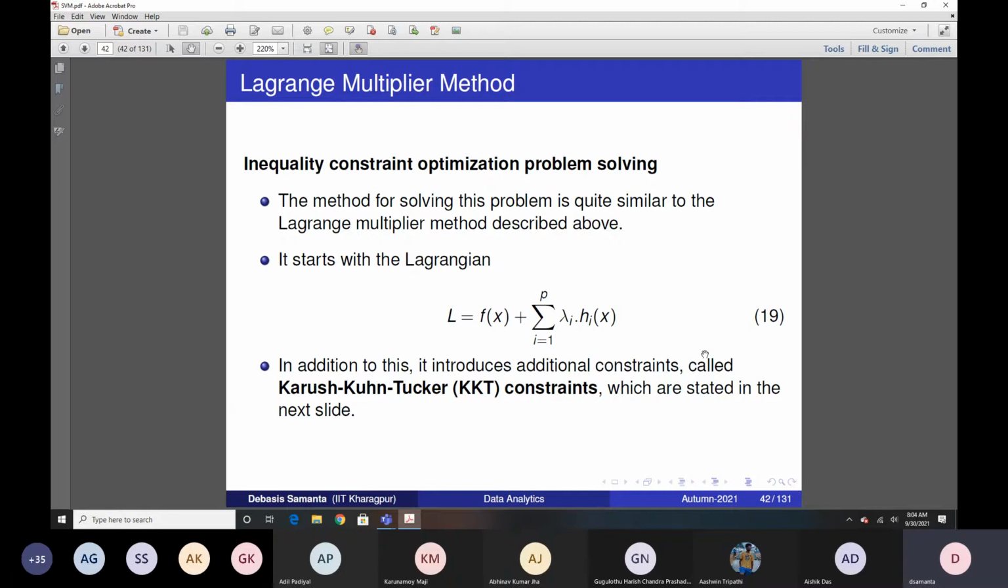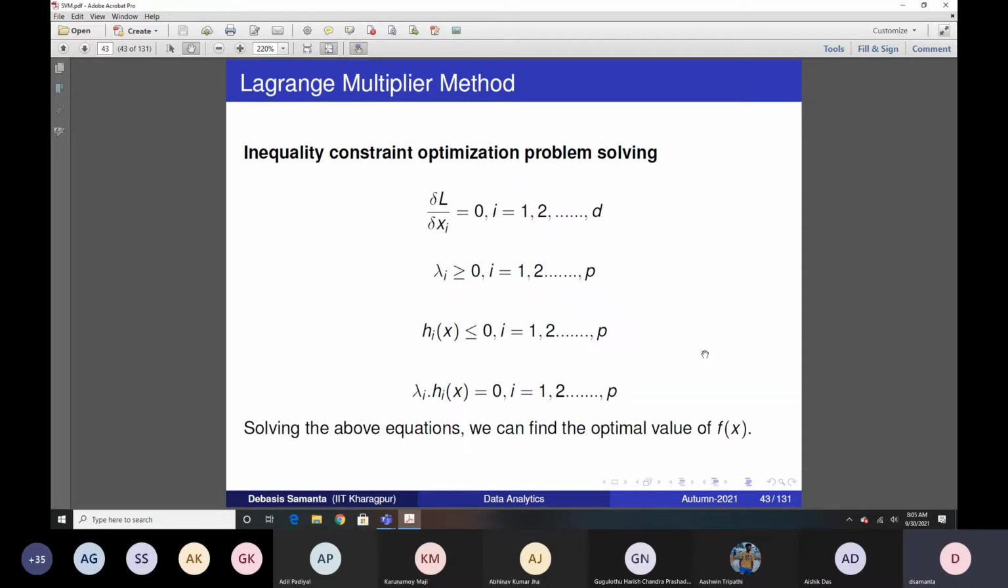So the first step required in the Lagrangian multiplier method is to define your Lagrangian L. The Lagrangian L is very simple. It is f(x) plus, for all the constraints, in this case n constraints, the sum for i equals 1 to n of lambda i into yi multiplied by (w dot xi plus b) minus 1. Here lambda i is the Lagrangian multiplier.